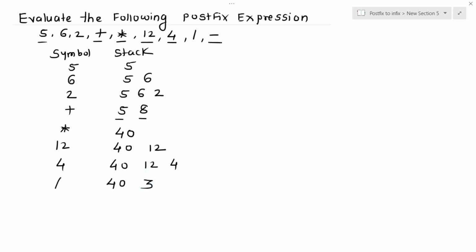The next symbol is minus, the last one. So there are only 2 operands remaining, 40 and 3. So 40 minus 3, that is equal to 37, and this is our result for the above postfix expression.